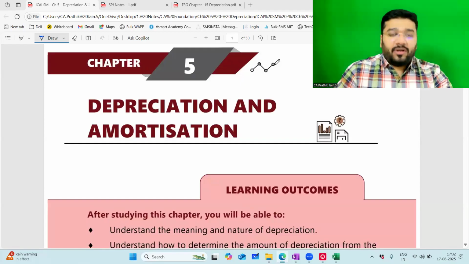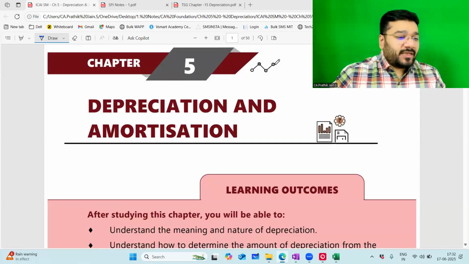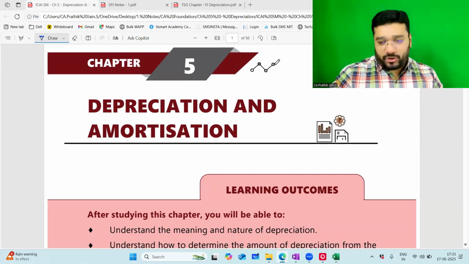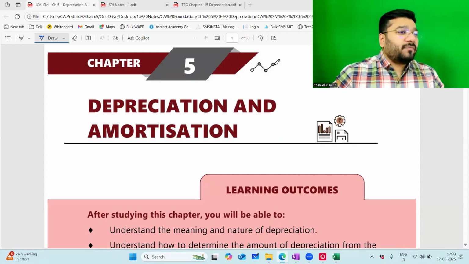So, guys, we're going to start with a brand new topic today, which is depreciation and amortization. Please note this chapter from an examination point of view has got some significant weightage. So, please mark this chapter as a very important topic, not just from the CA Foundation perspective, also from the CA Intermediate perspective.